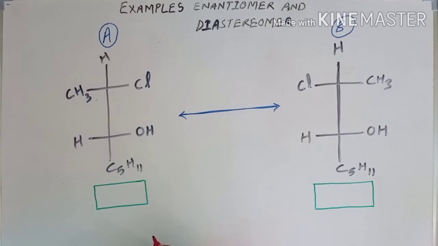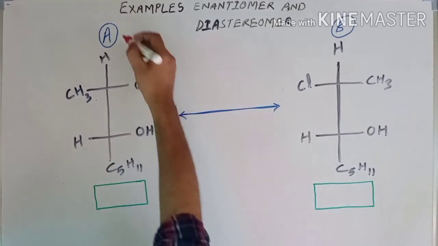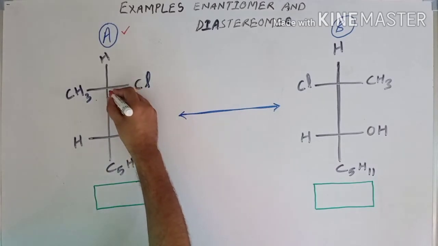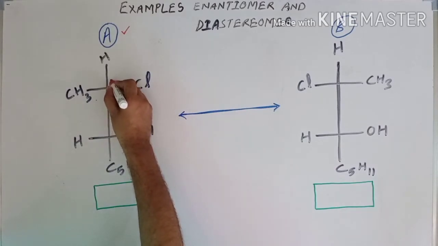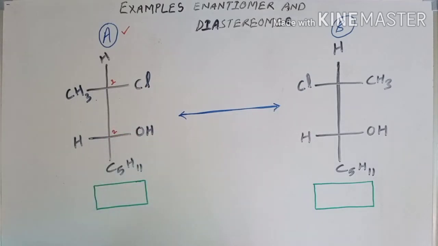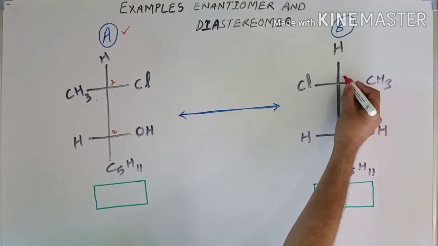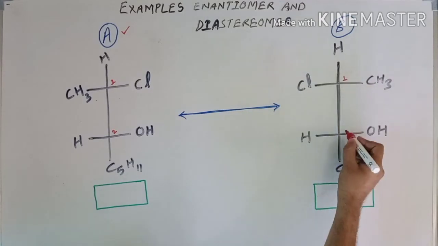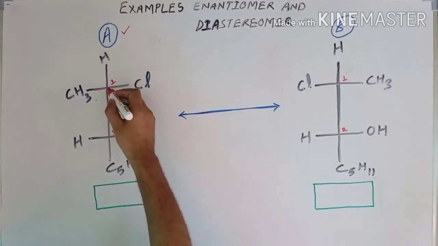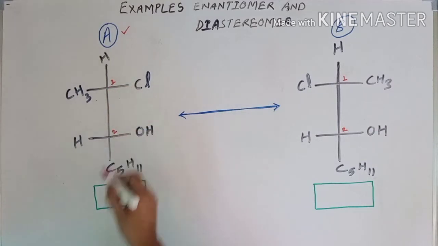Now first look at molecule A. This is molecule A. This molecule A has two chiral carbons. This is your first chiral carbon and this is your second chiral carbon. Similarly, this molecule also has two chiral carbons, first and second. Now first we will find out the configuration of chiral carbon 1 and then chiral carbon 2.